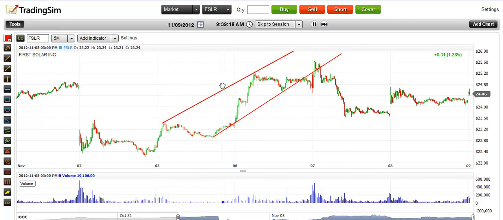So this is our supply line, meaning this is where sellers come into play. This is our demand line, or where buyers come into play. Here you can see that the channel started with high volume. This drove the stock up in price and is a clear indication that the price action is to the upside.